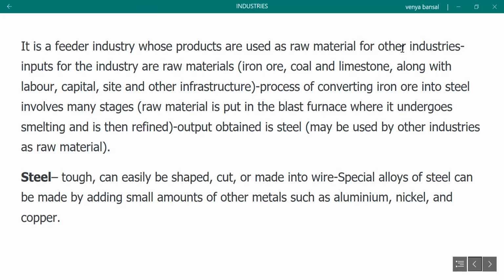Steel is tough and can easily be shaped, cut, or made into wire. Special alloys of steel can be made by adding small amounts of other metals such as aluminum, nickel, and copper.